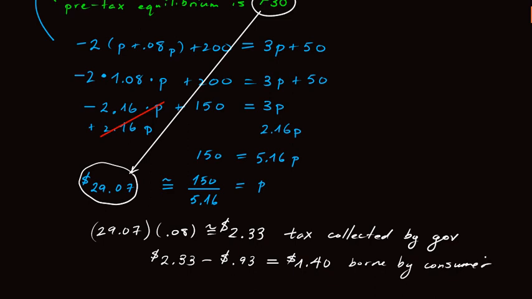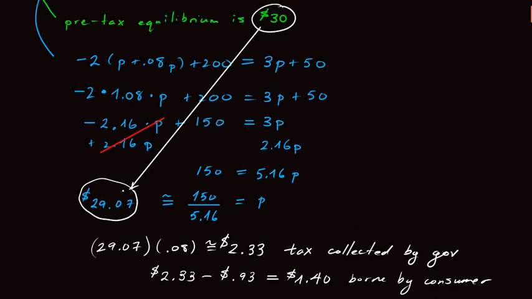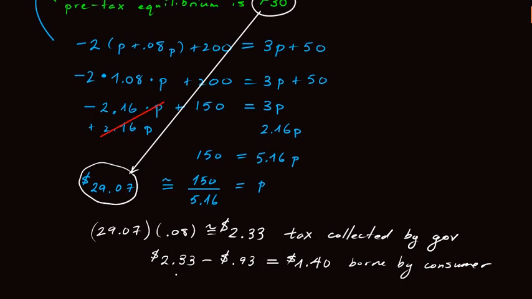Now the supplier, the only effect on the supplier is that the price has gone down, so he or she is losing 0.93, that is 93 cents lost by the supplier. And so the 93 plus the 140 altogether goes to the government.